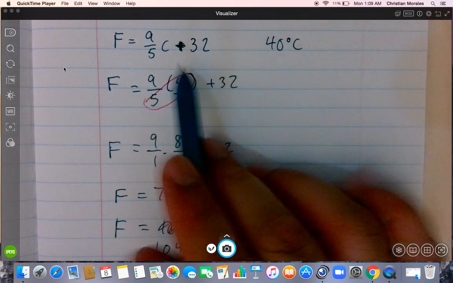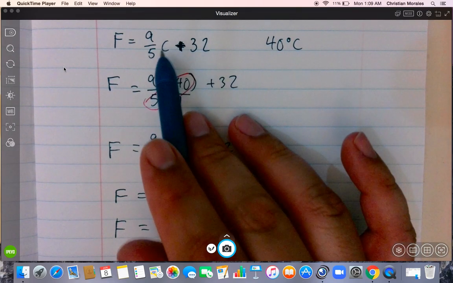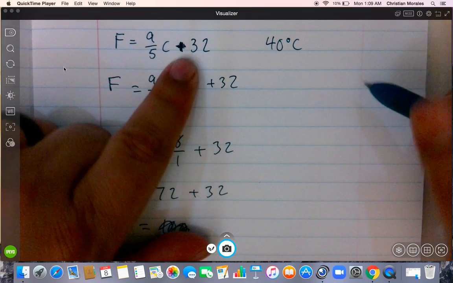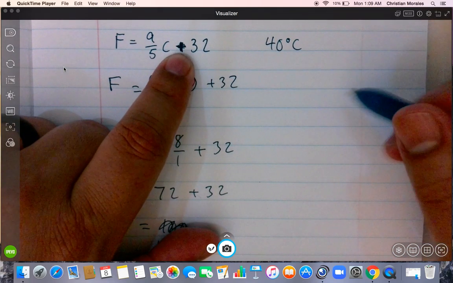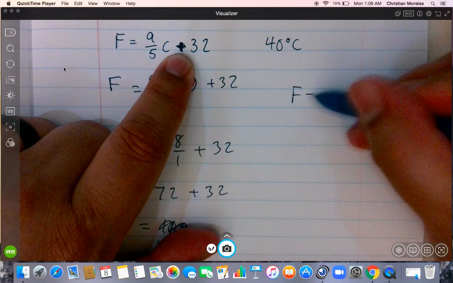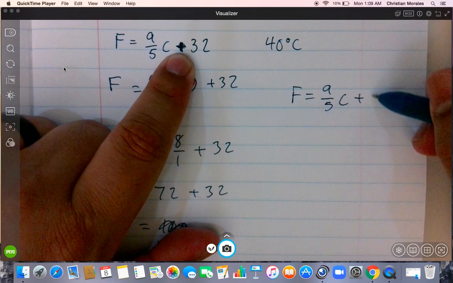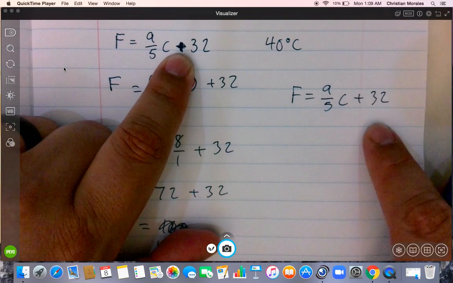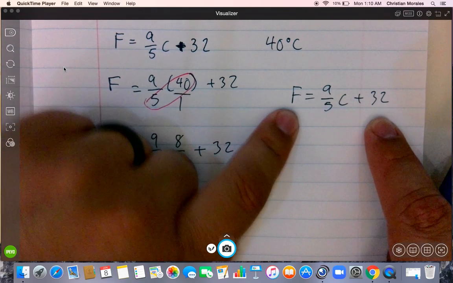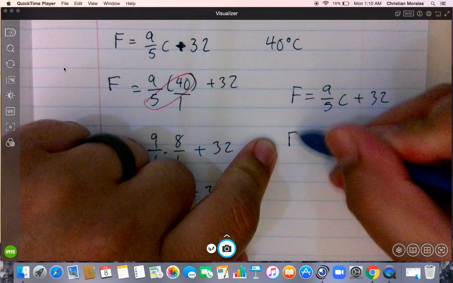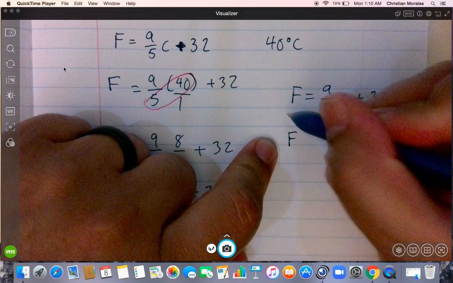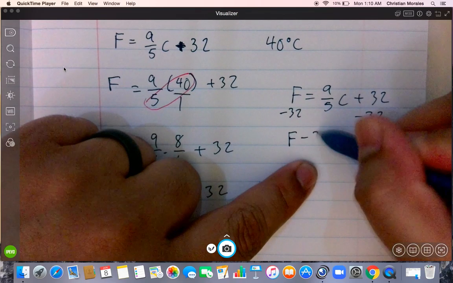Okay, and this formula can also be manipulated. If I wanted to solve for C, right? The first thing I would do for this formula, I wouldn't move the fraction first. I would wait on the fraction. The first thing I would do is move 32. So inverse operations, subtract 32 from both sides. I would start like this.